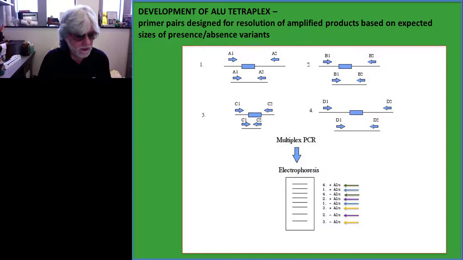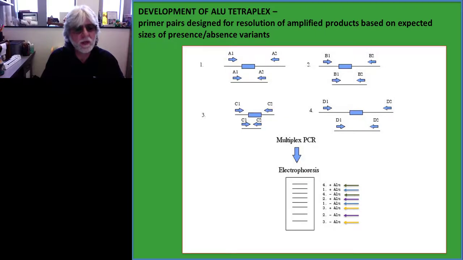Okay, but what I've done is take it a step further, and rather than use single individual ALU elements is to generate what I refer to as ALU tetraplexes, because you're looking at 4 ALUs simultaneously in a single reaction. And so number 1, okay, that's an ALU at a certain locus, and 2 is a different locus. Okay, so we got these 4 different loci here.